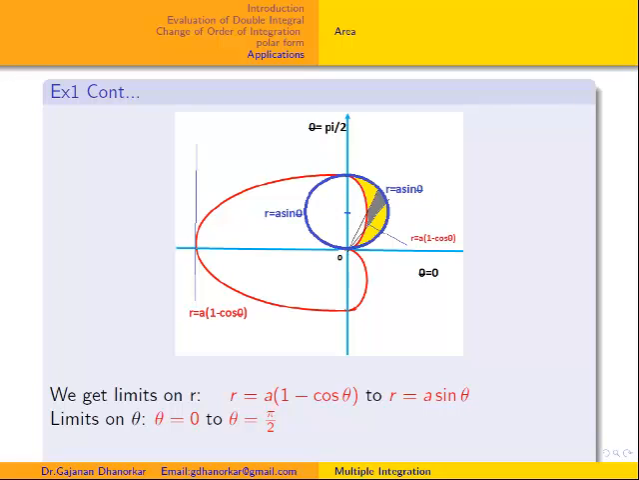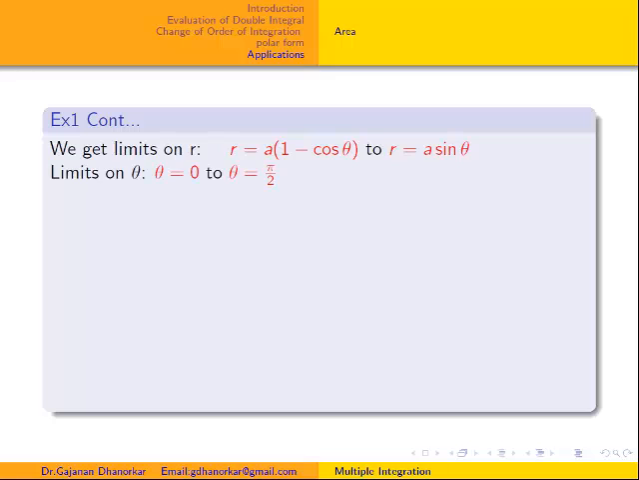We know the formula for this area. Area is equal to, now I am putting in the limits, the double integral of r dr d theta. First I write the limits on r, because r is a function of theta. The lower limit is r is equal to a into 1 minus cos theta, and the upper limit is a into sin theta, for r dr, and theta from 0 to pi by 2. We have to solve this integration.